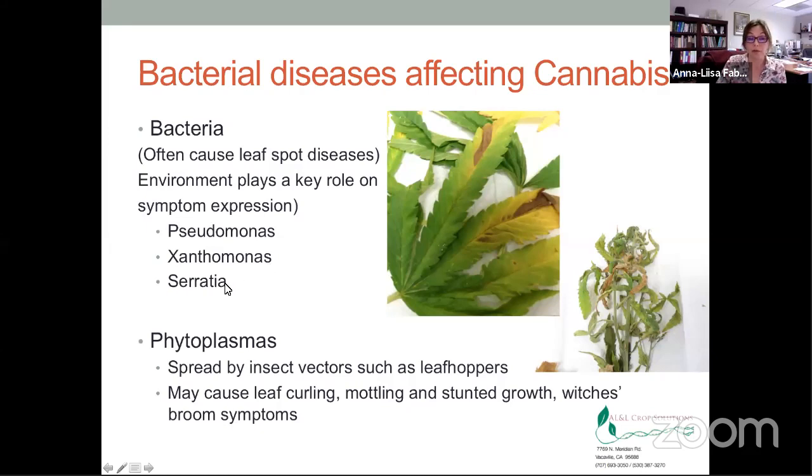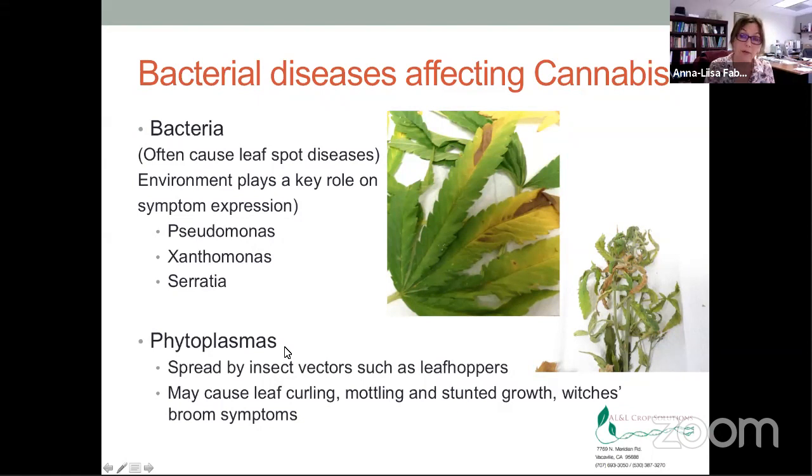This is a fairly new bacterium that I wasn't even familiar with. It's called Serratia. I think it was published just this past year, maybe even earlier this year, found from cannabis plants. And then we just published this last year.